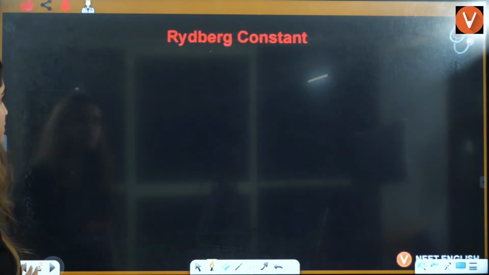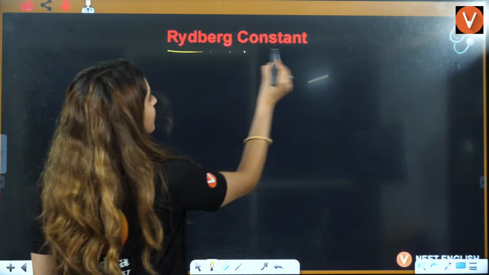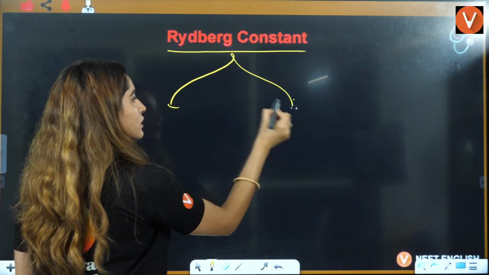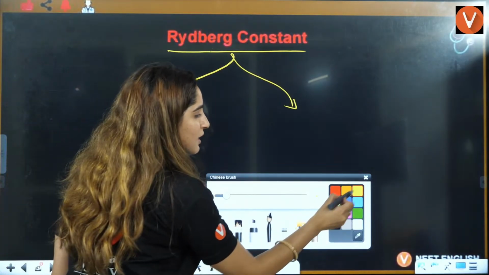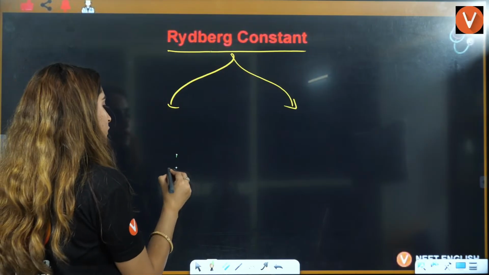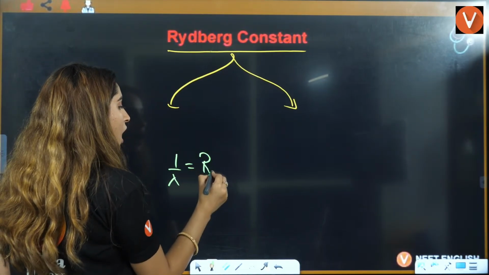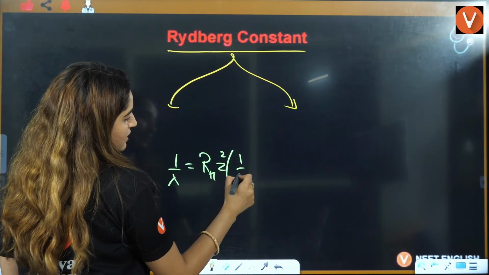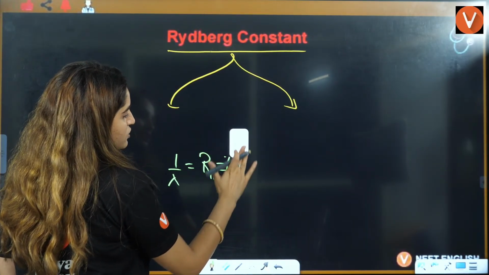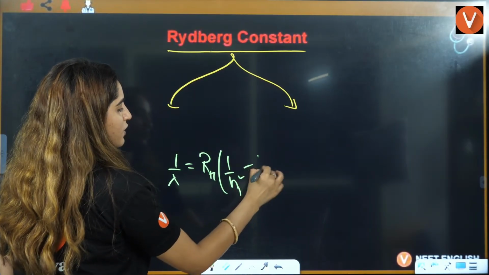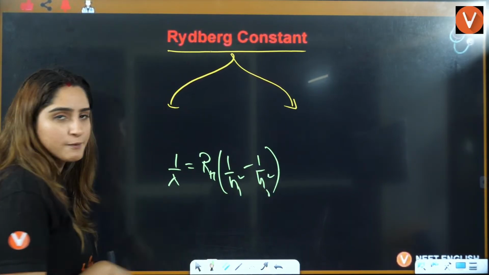Now students, let's talk about the Rydberg constant. There is one Rydberg equation that you have, that is nothing but 1 by lambda is equal to R_H Z square, times 1 by n1 square minus 1 by n2 square. Z, if you take it, I'll take it as 1.